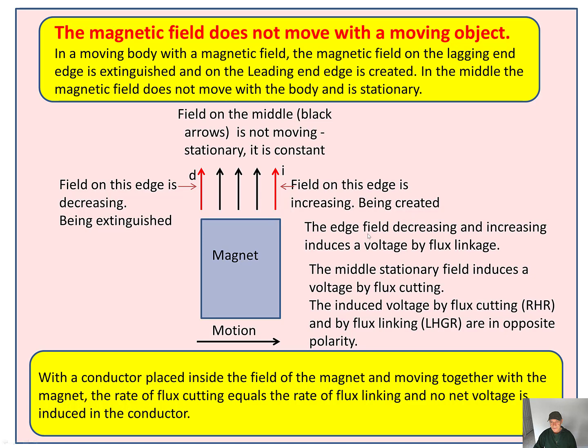The edge field decreasing and increasing induces a voltage by flux linkage. The middle stationary field induces a voltage by flux cutting. The induced voltage by flux cutting, by applying the right hand rule, and by flux linking, applying the left hand grip rule, are in the opposite polarity. With the conductor placed inside the field of the magnet and moving together with the magnet, the rate of flux cutting equals the rate of flux linking, and no net voltage is induced in the conductor.